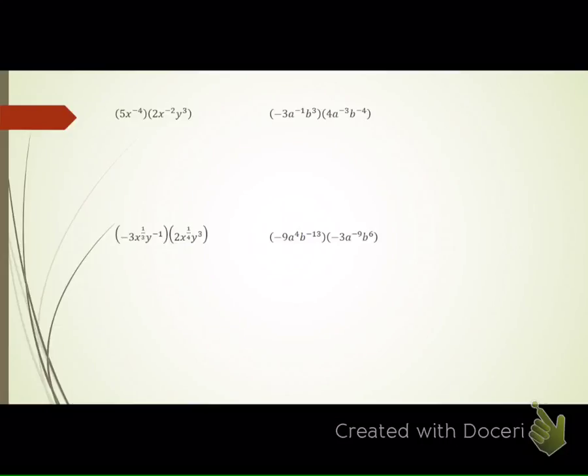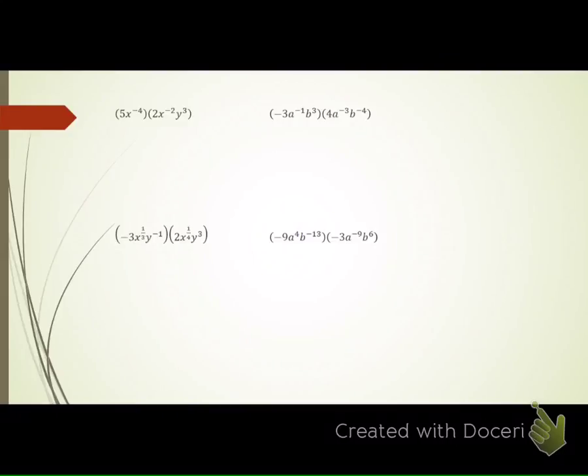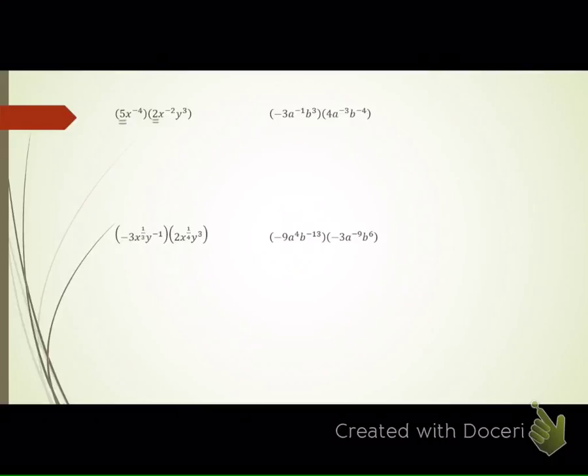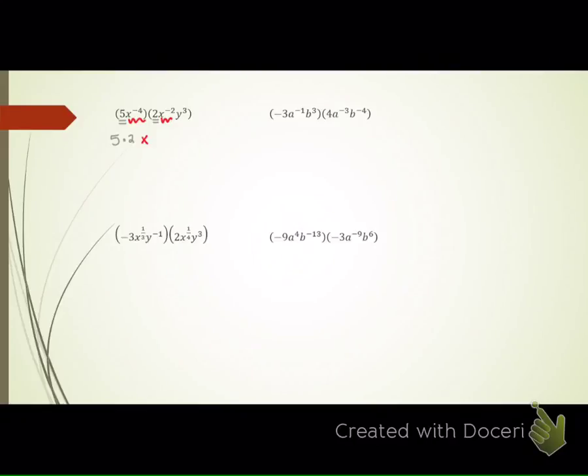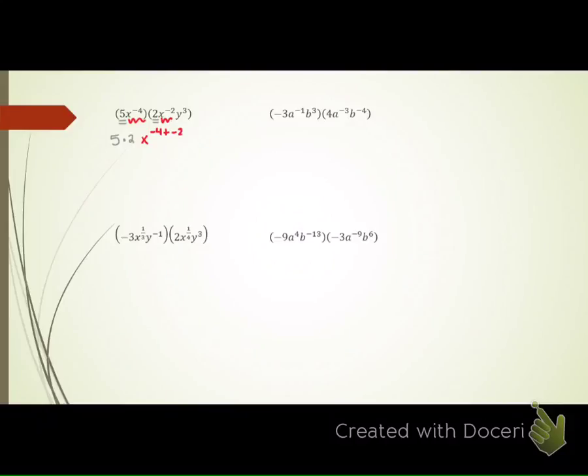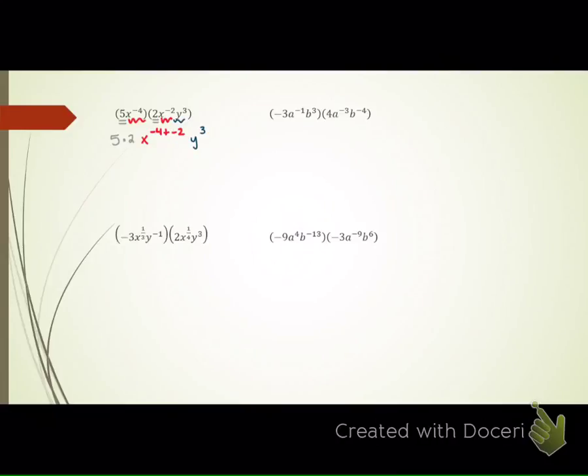Okay. Which rule is happening on this slide here? It's the product rule, which means we're going to be adding the exponents. So we look at this and we multiply 5 times 2. The x's are separate here. We add the exponents. So, Kaylee, we're adding x to another x. What are the exponents on the x? -4 plus -2. Good. Does y have anything to add to? No, so we just move that down. 5 times 2 is 10. -4 plus -2 is -6. Y to the third does not change.